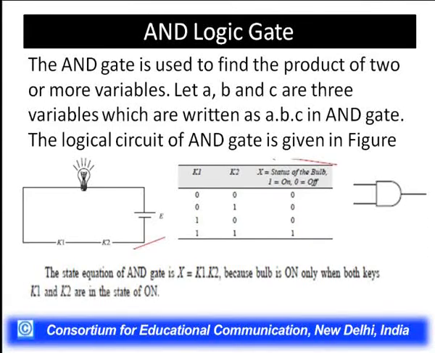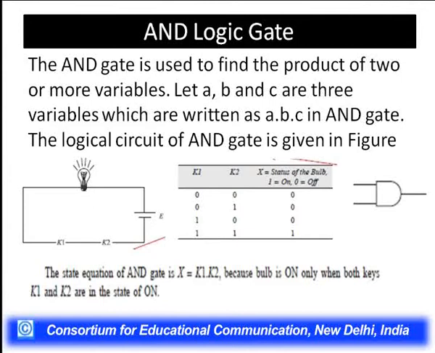Means 0 0, both keys are not closed, so the bulb will not be on, so that is 0. If one key is 0 and the next key is 1, the circuit will not be completed, so the bulb will not be on, so in that case it is 0. Another case, K1 is 1, K2 is 0, in that case the circuit is not completed, so the bulb will be off, so you can write 0 here.